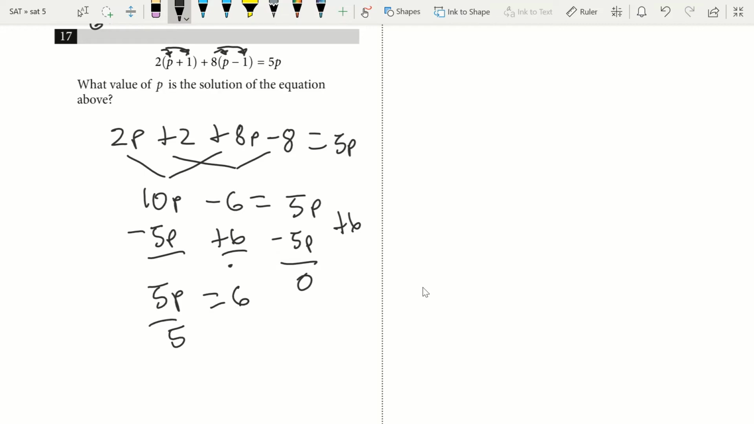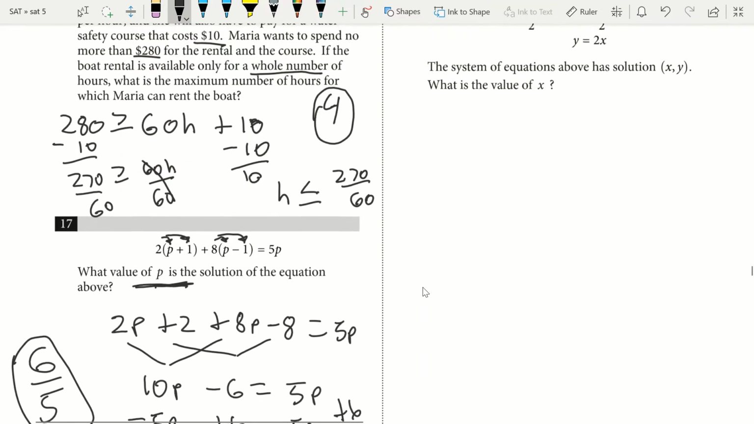We divide each side by 5 to isolate P, and we get P equals 6 over 5. We make sure that's what the question is asking because we always want to answer what the question is asking. It's asking for the value of P. So our answer is going to be 6 over 5 or 1.2.